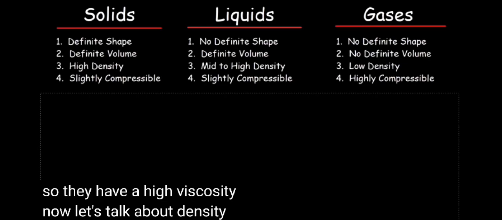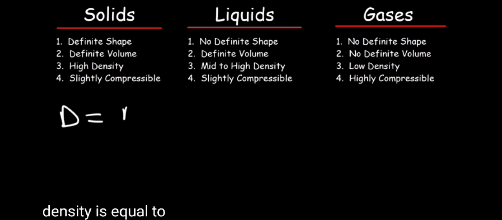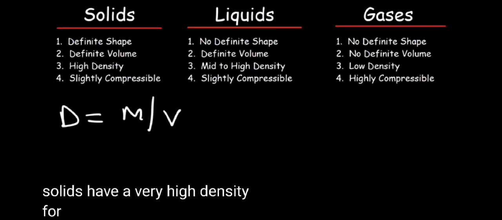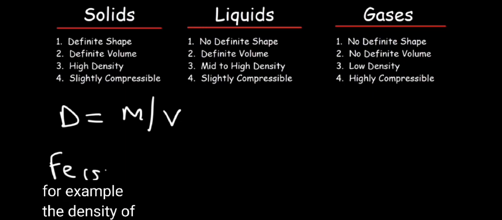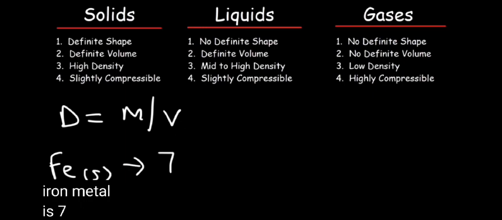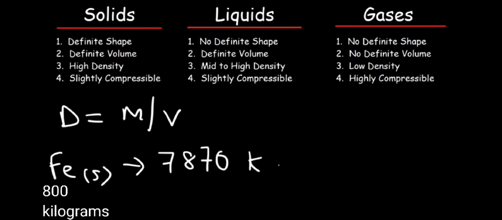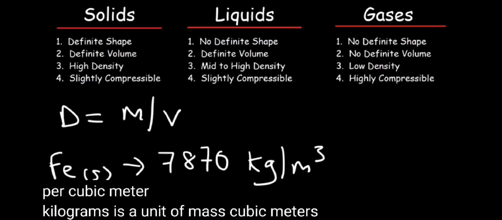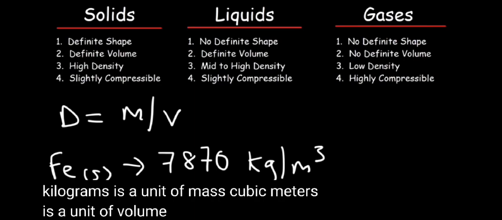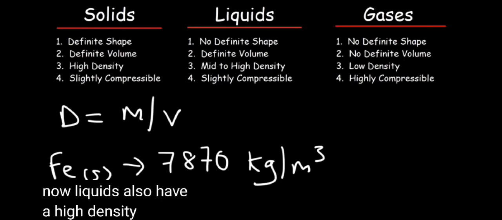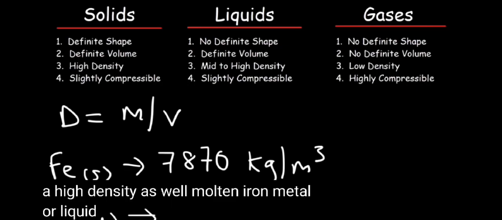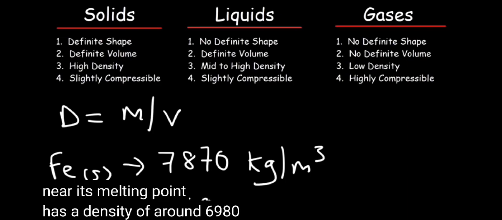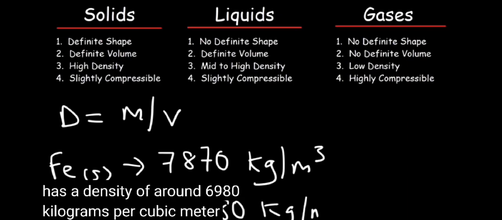Now let's talk about density. Density is equal to the mass divided by the volume. Solids have a very high density. For example, the density of iron metal is 7,870 kilograms per cubic meter. Kilograms is a unit of mass. Cubic meters is a unit of volume. Now liquids also have a high density as well. Molten iron metal, or liquid iron metal near its melting point, has a density of around 6,980 kilograms per cubic meter.